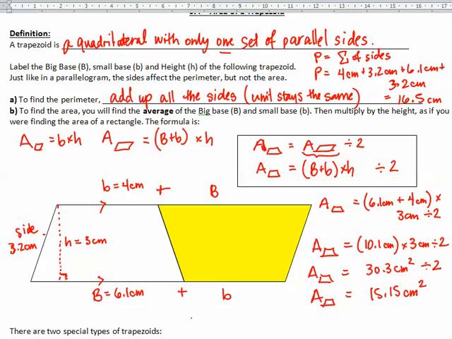We're going to look at a couple of special trapezoids as well, and then we're going to do another video on working backwards, and then you'll be able to do some of the problems in the textbook. Great, so hopefully you understood this lesson, and see you next time.